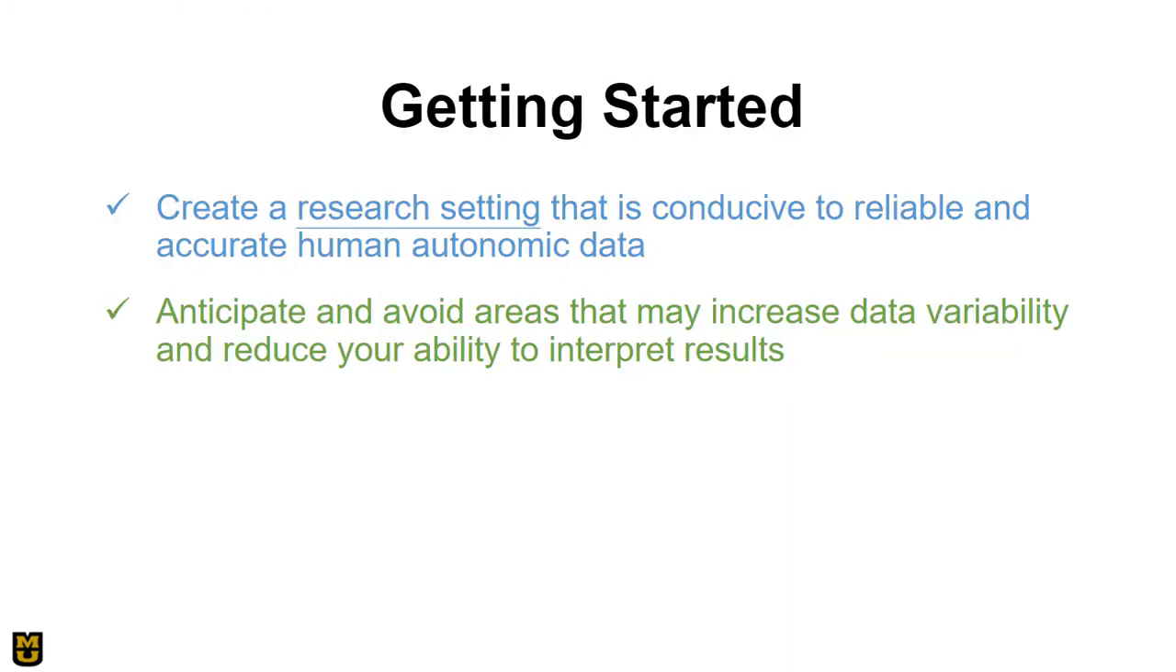So first, you just got your faculty position, you're going to get your research lab started, and the chair of the search committee says, what do you need for your research setting? And if you're going to do human autonomic research, your research lab may look different than the lab of those colleagues next door to you. And so we need to focus just for a little while on what you need to do to have a research setting that's conducive to reliable and accurate data.